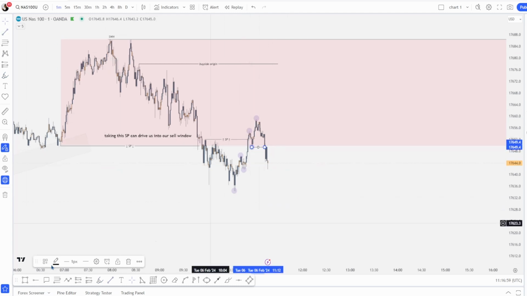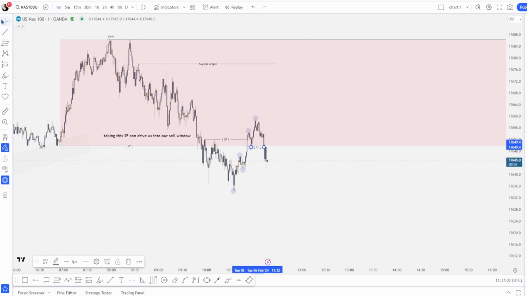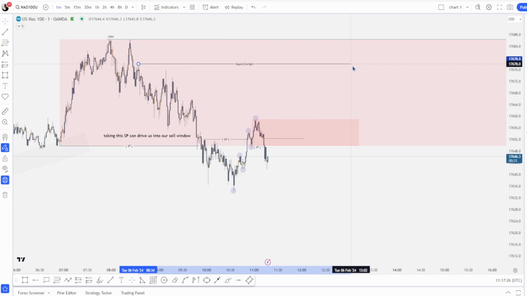Now, ideally, I would have much preferred to have seen this as it was happening. What I am going to be looking for is a pullback into this area, and we will look for a rejection out of there. Ideally, we'd like to see it reject from around this area. Remembering that we have tapped this SP and price may want to run to the buy side origin here.